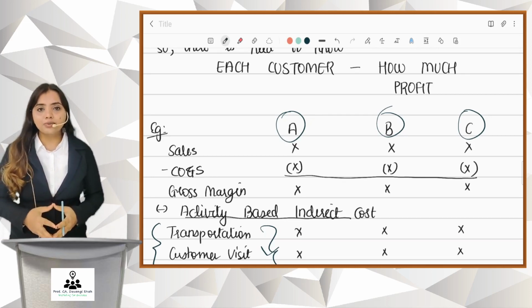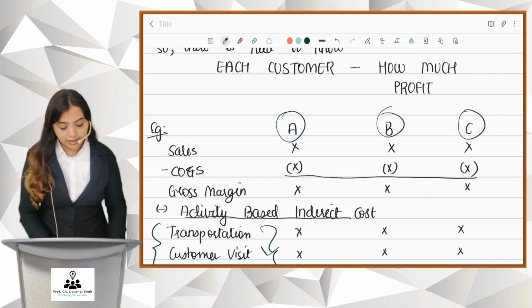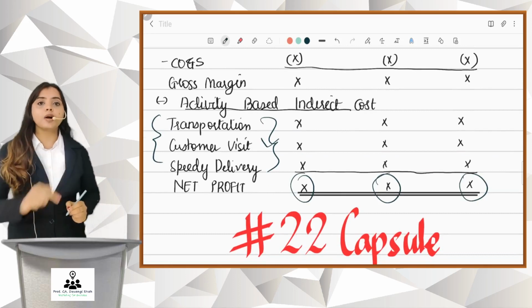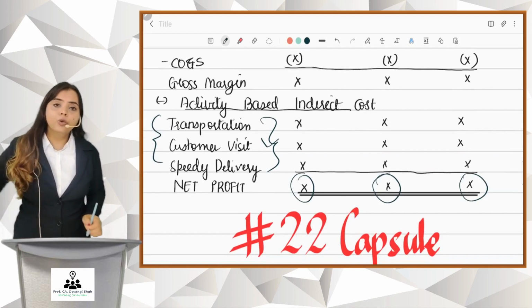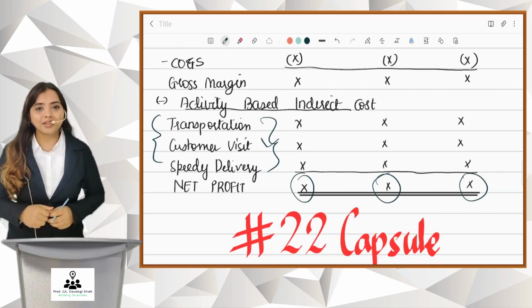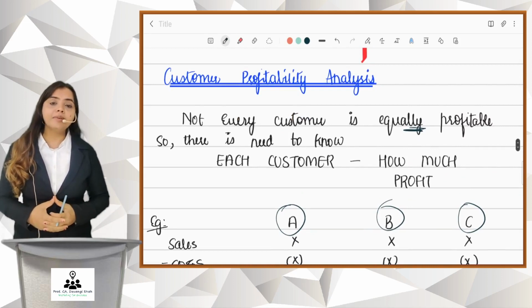So that is the reason why activity based costing is used to charge this indirect cost, and then we get the final net profit of the customer. And this profit will tell us exactly which customer has given us how much profit. Okay? And this is what customer profitability analysis is.